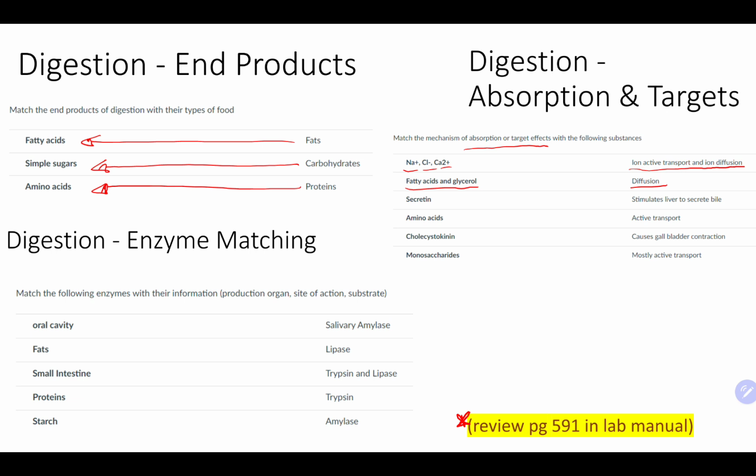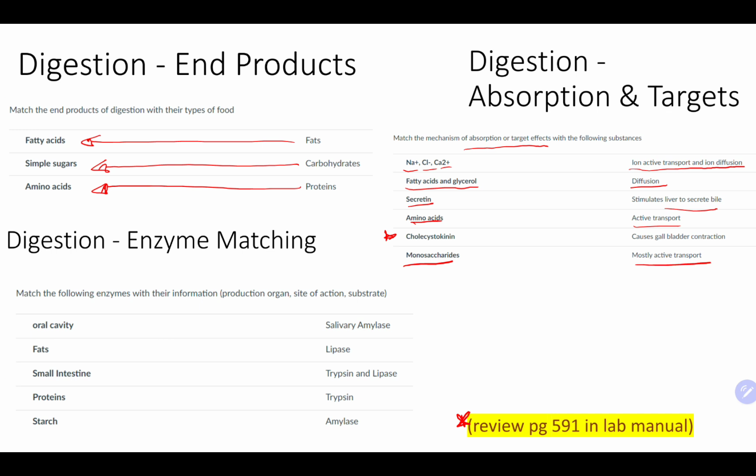So we also have these enzymes too, such as secretin, right? So secretin will be able to stimulate the liver to secrete bile. Then we have amino acids, they'll be uptaken via active transport. We have cholecystokinin. And so this is an enzyme that will go to the gallbladder and cause the gallbladder to actually contract to release its bile. And then, of course, monosaccharides, they're going to be absorbed via mostly active transport.